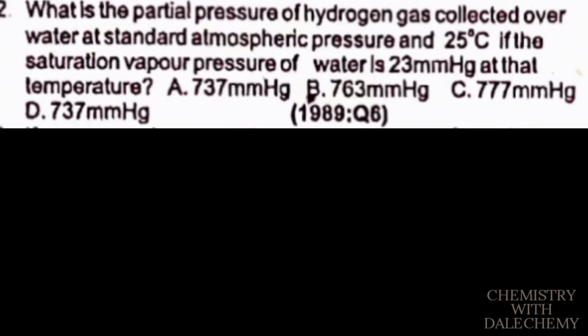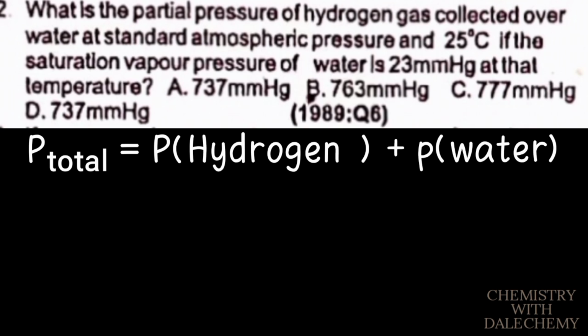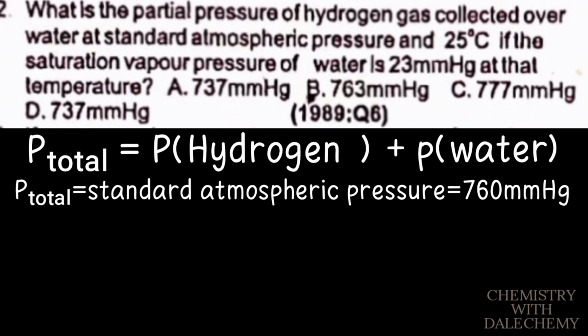So the first question here is 1989 question 6. What is the partial pressure of hydrogen gas collected over water at standard atmospheric pressure? So it is collected over water, which means the total pressure will be the pressure of hydrogen gas plus the pressure of the water vapor. Now, at what pressure was it collected? It was collected at 760 millimeters of mercury, because it is at standard atmospheric pressure, which is 760 millimeters of mercury. So the total pressure is 760 millimeters of mercury, which is the sum of the pressure of dry hydrogen gas and that of water vapor.